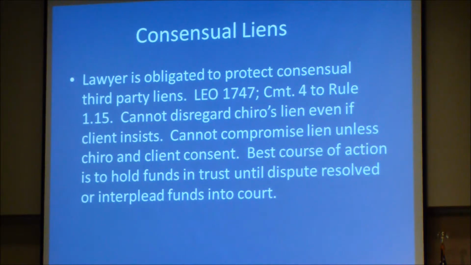Here's another example. A lawyer has a consensual chiropractor's lien or an assignment of benefits or some other document in which the client has promised to the chiropractor that the chiropractor will be paid out of the funds of their recovery when they settle the case. The client disputes the amount that's owed to the chiropractor, and there are not sufficient funds recovered by the lawyer for the lawyer to pay the chiropractor, and for the client to receive anything out of the settlement.